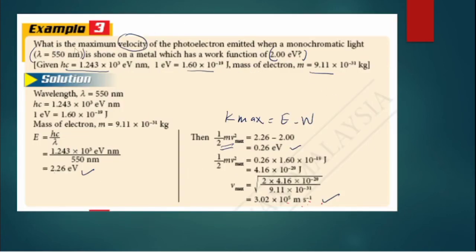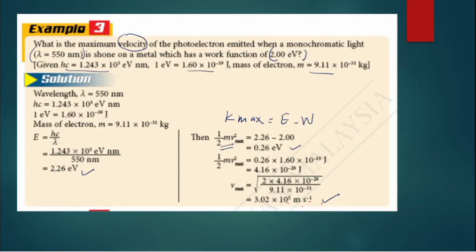Example 3. What is the maximum velocity of photoelectrons emitted when monochromatic light of wavelength 550 nanometers is shone on a metal which has a work function of 2 electron volts? Given hc, and 1 eV, the mass of the electron is also given. So in this one, we want to calculate the speed or maximum velocity of photoelectrons. Remember the formula of maximum kinetic energy.